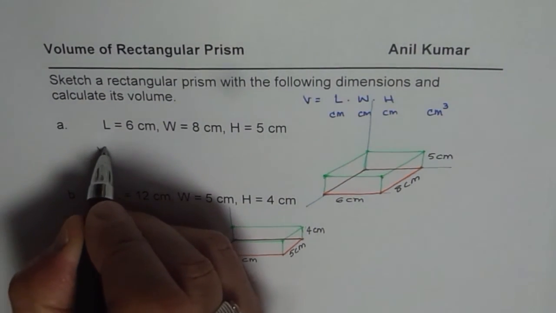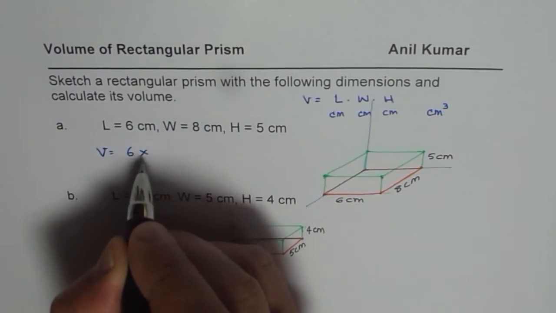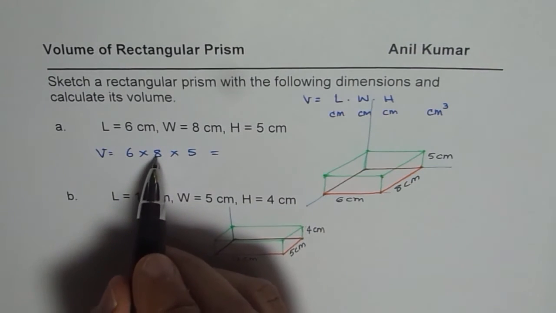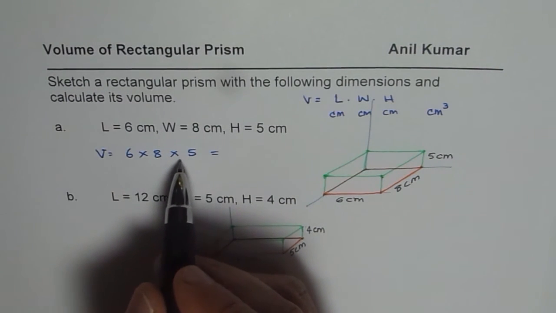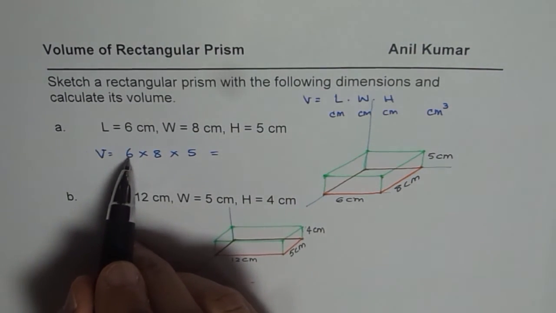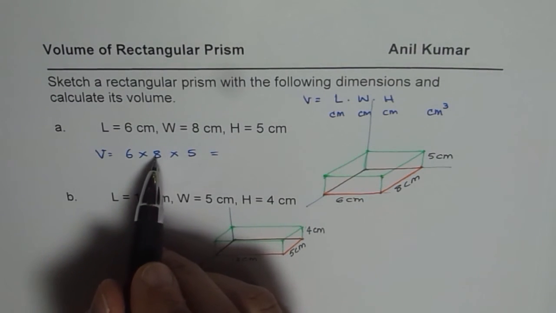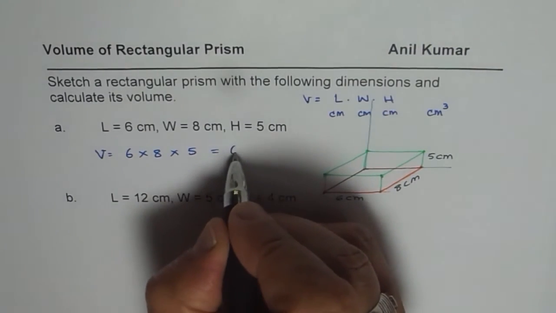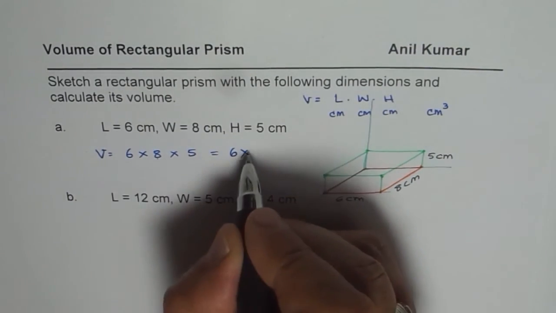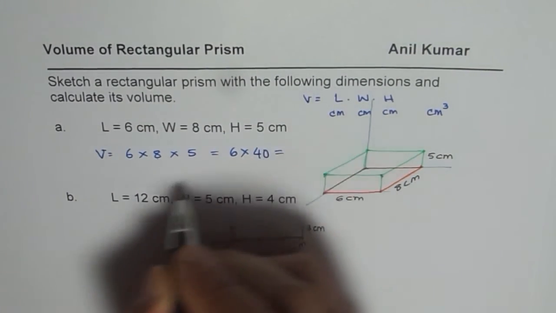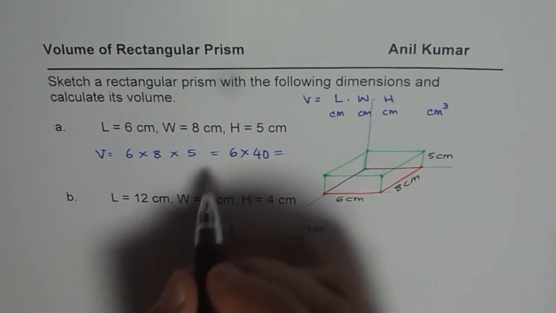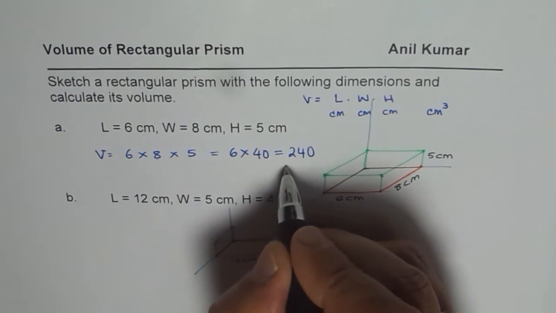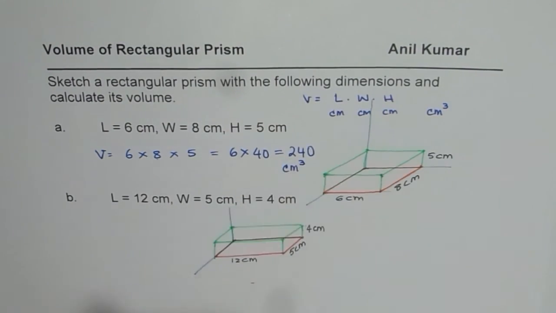For the first case, the volume is 6 times 8 times 5. And 8 times 5 is an easy number, 40. Try to combine the numbers which are easy to work with. 6 times 40 is 240, and the units are of course centimeter cube.